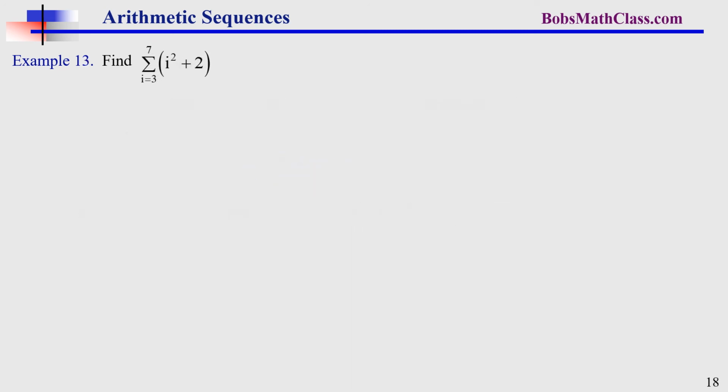All right, last problem. i equals 3 to 7, so there's some good news. Not very many numbers, 3 to 7. That means it starts at 3, and then 4, and then 5, and then 6, and then it stops at 7. Oh, but look at the inside, i squared plus 2. It's different, right? Doesn't look like the last two examples.